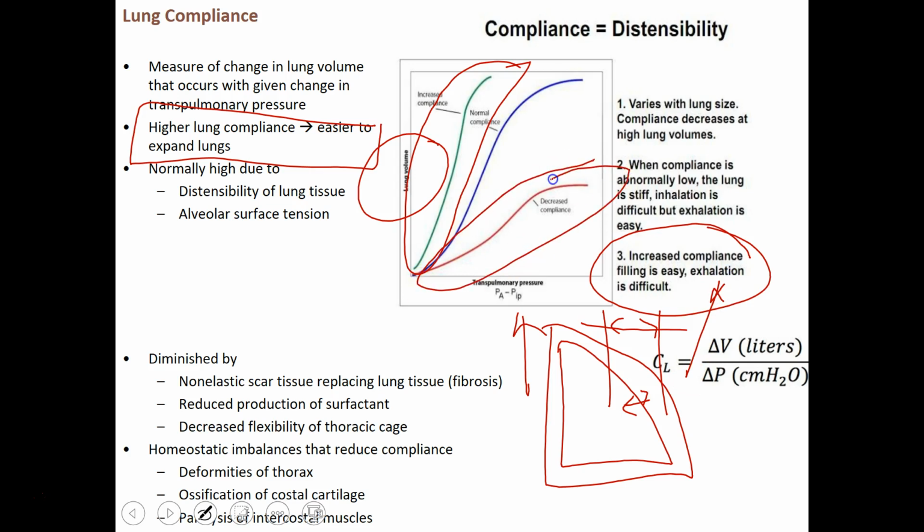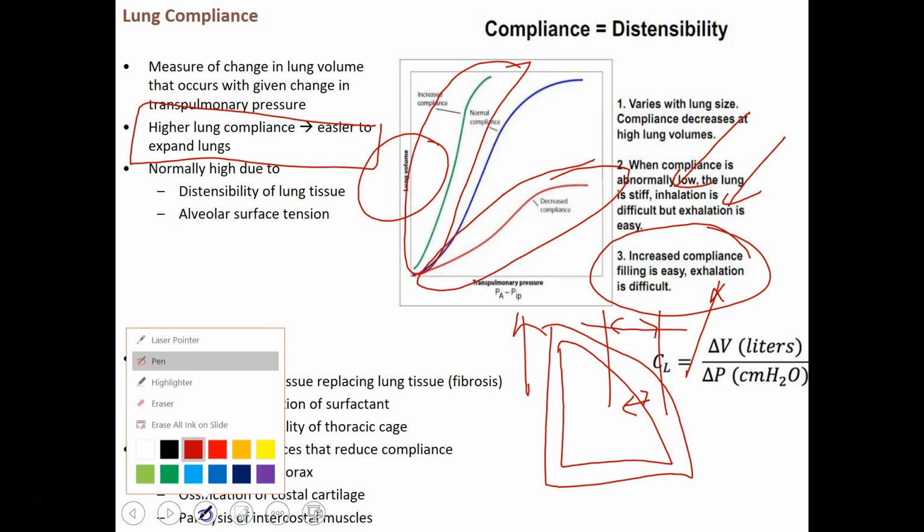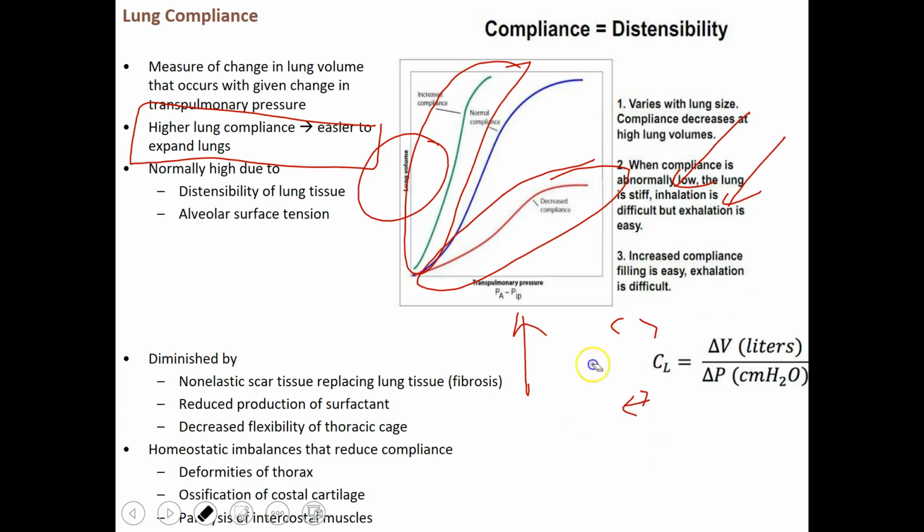With lower compliance, lungs are really hard to inflate. Inhalation is hard, but expiration is really easy. And essentially, the formula for the lung compliance is shown here in the right bottom corner. So you see, it's the change in the lung volume that corresponds to a certain change in the transpulmonary pressure.